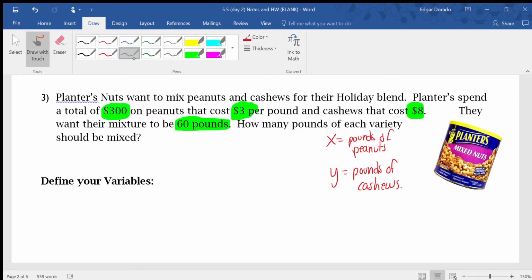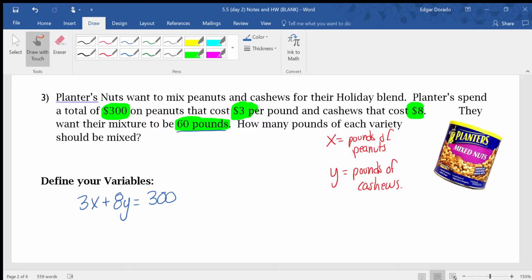So let's make our first equation. $3 per pound of peanuts and $8 per pound of cashews. So it's going to be 3x plus 8y for a total of how much money? $300.